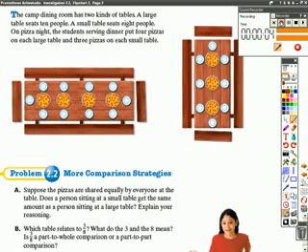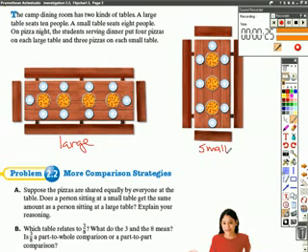Investigation 2.2 in comparing and scaling. What we have is the camp dining room hall has two kinds of tables. A large table that seats 10 people and a small table that seats 8 people. So this is my large and this one is my small.